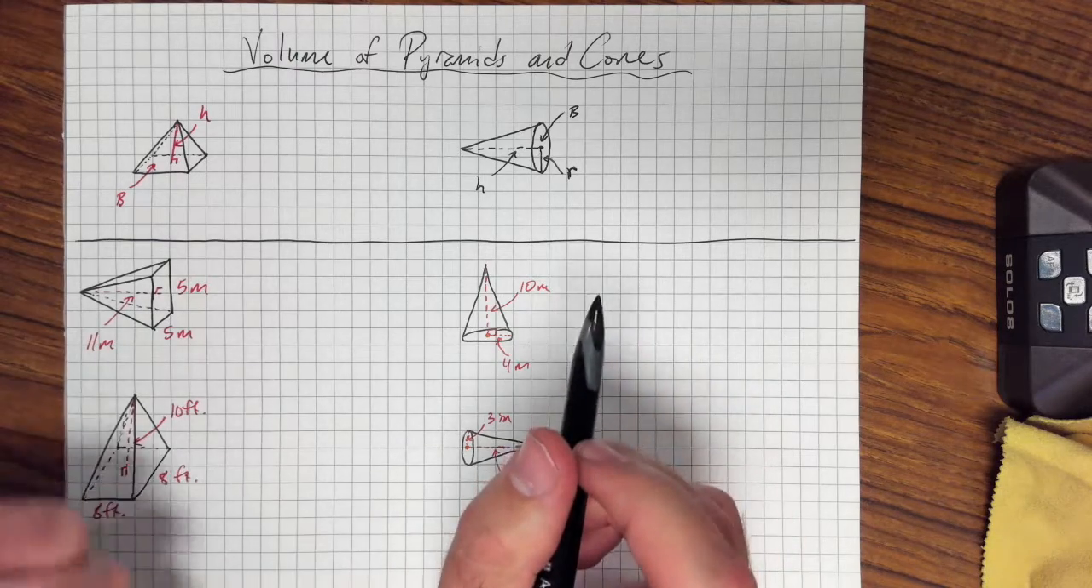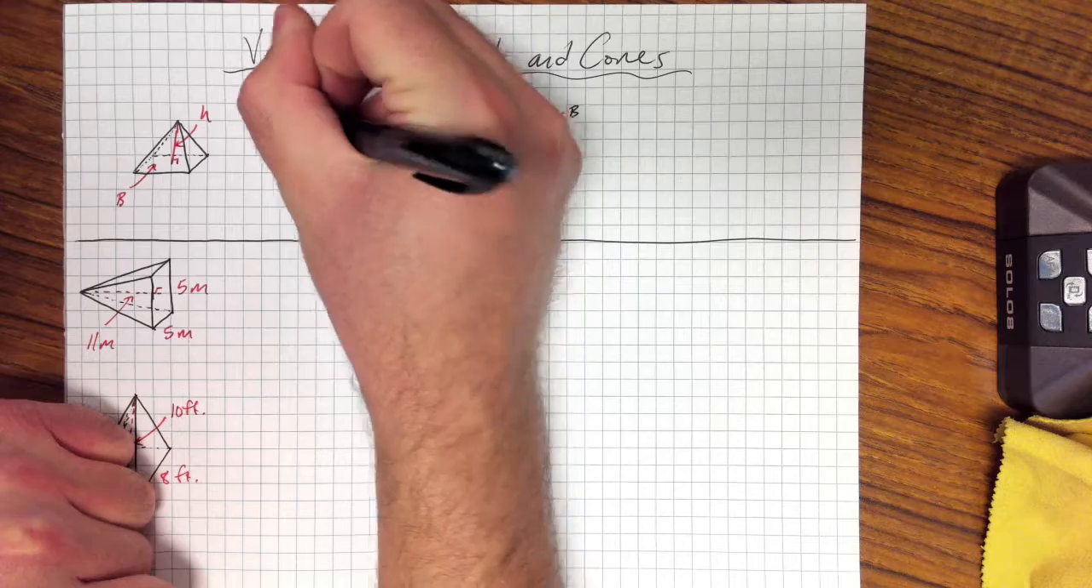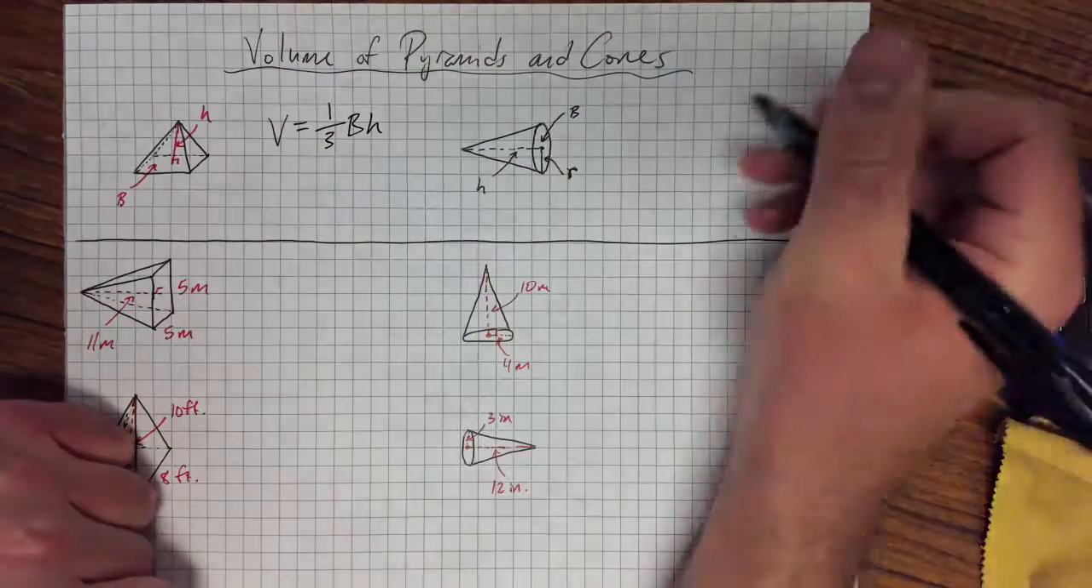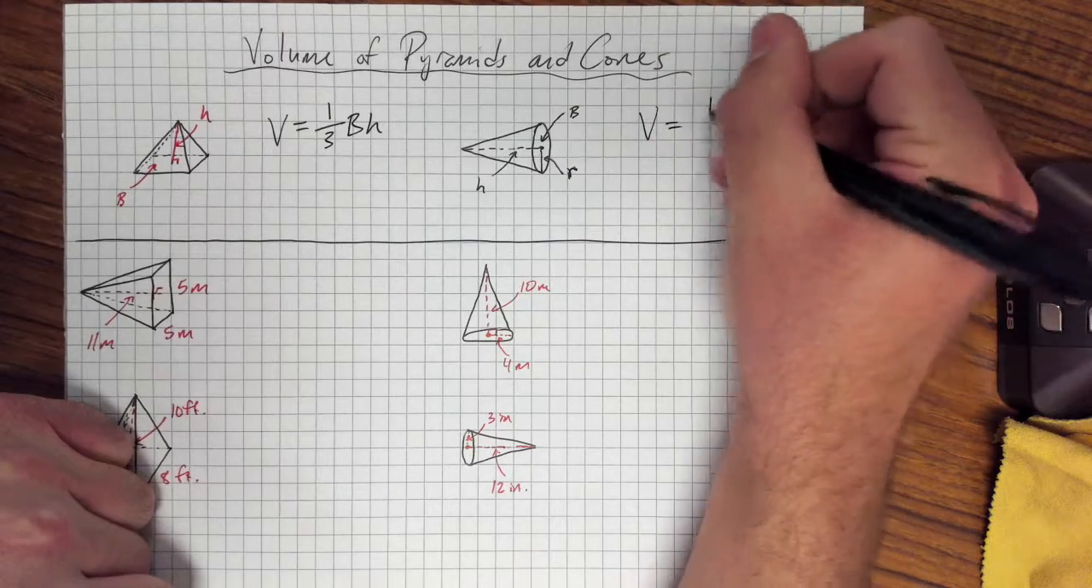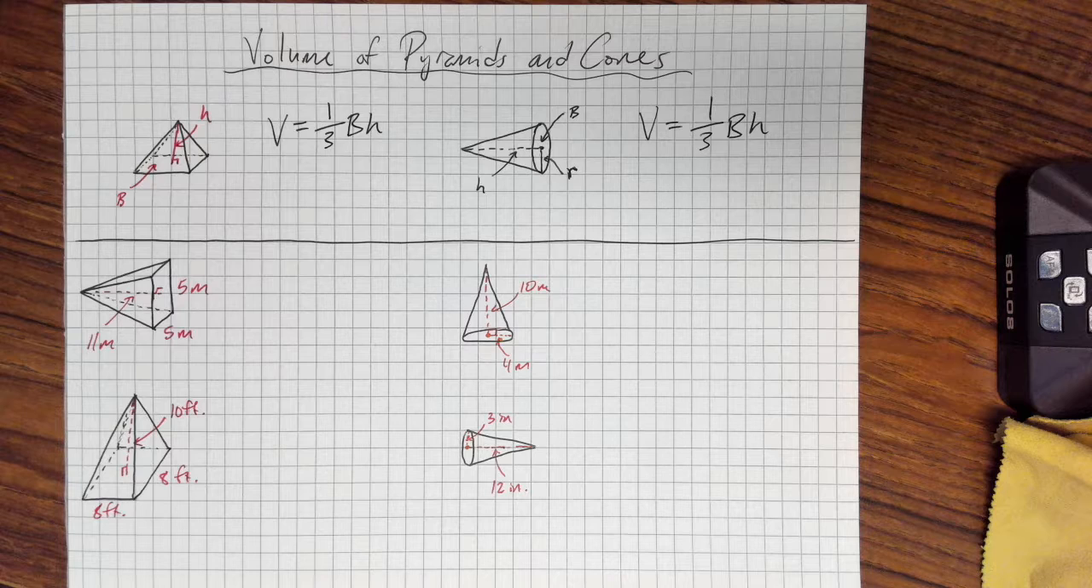Now, with pyramids and cones, their volume formulas are exactly the same. Volume equals 1/3 times big B times little h. And again, that is for both of them. Now, since they are both the same, you have to show me on the test, when you memorize them and write them out, show me that you know the difference between the two.